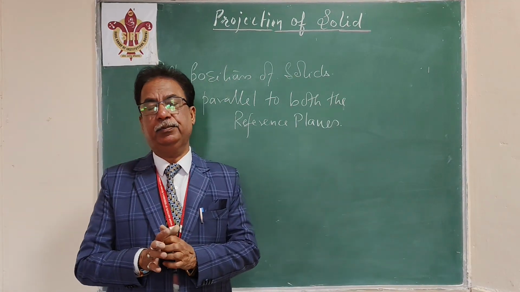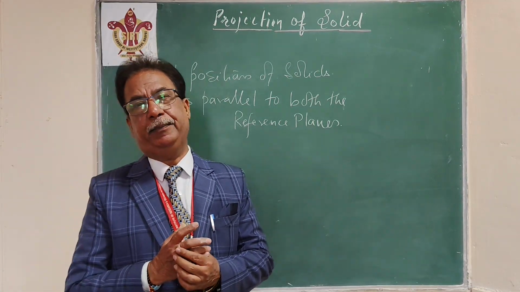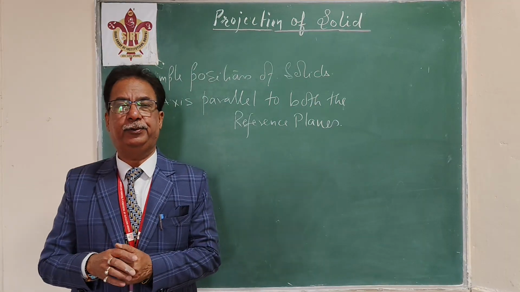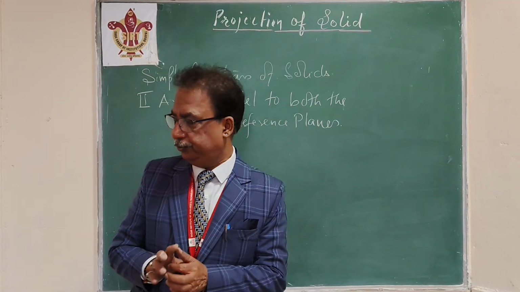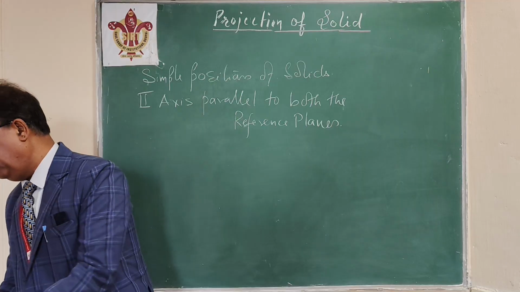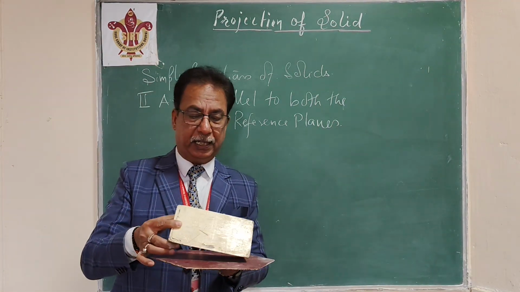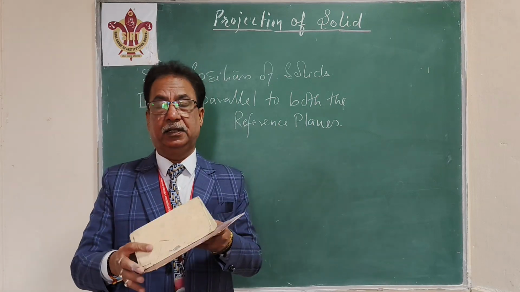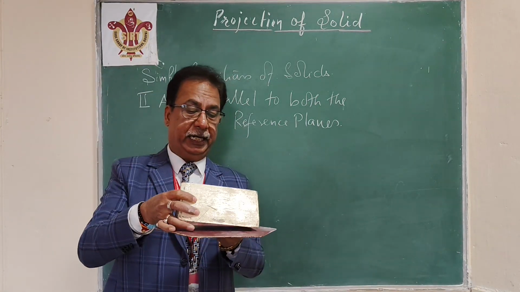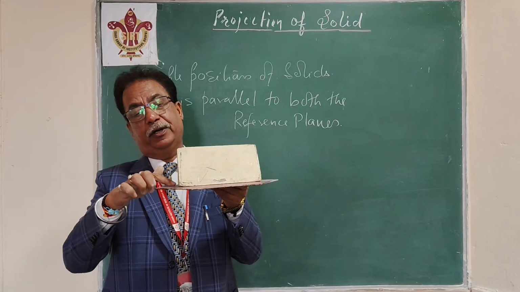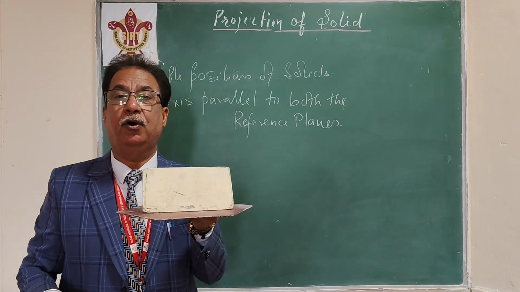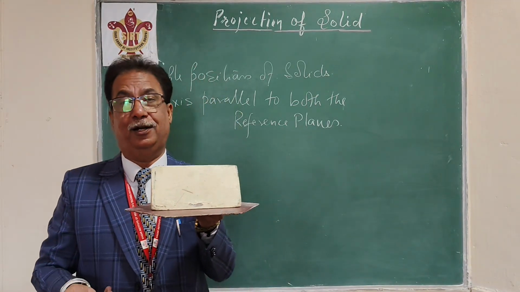We rarely use this. I think 90% of the time I am going to use the axis perpendicular to HP or maybe axis perpendicular to the VP. But this problem will be like this. One of the very interesting problems asked multiple times in the RGPV examination is like this. This will be a triangular prism. It will be kept in such a way that one of the rectangular faces will be on the HP with axis parallel to both.